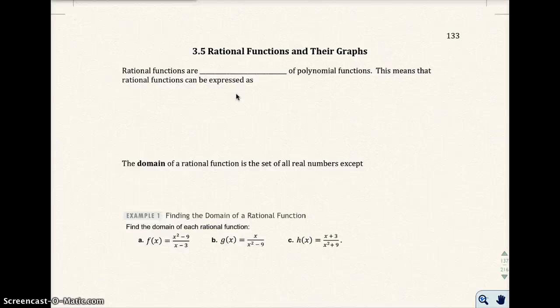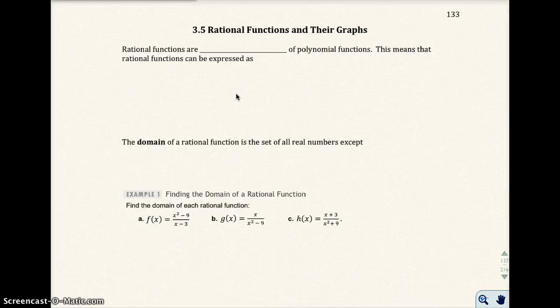Okay, so in section 3.5, we're going to talk about rational functions and their graphs, and we've been graphing a lot in this chapter. We graphed quadratic functions, which were the parabolas, and polynomial functions, which were polynomials of degree 3 or more. And now we're talking about rational functions. Remember, rational functions are quotients of polynomial functions. This means that rational functions can be expressed as a polynomial over a polynomial.